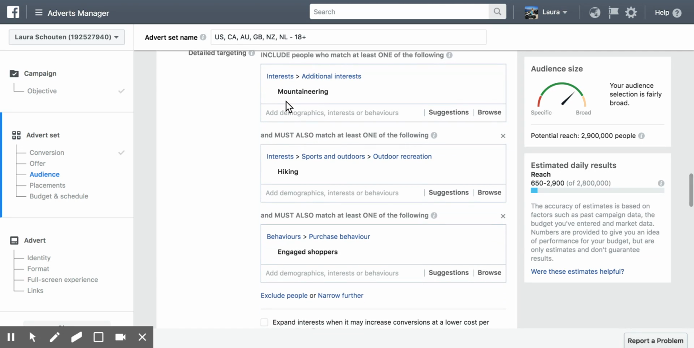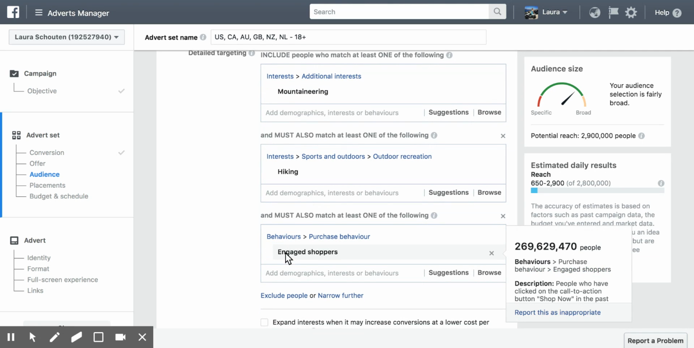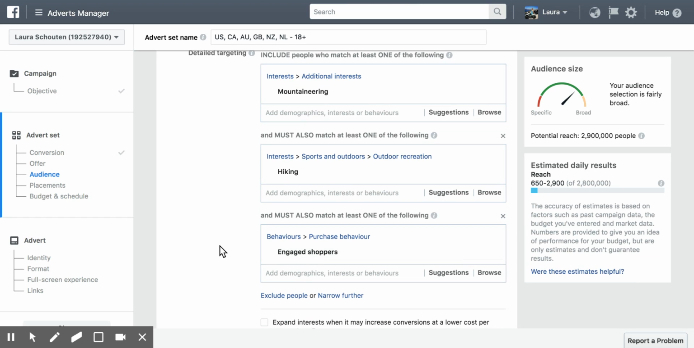And then not only do they have a passion in it, but they also engage with ads. So they're responsive to Facebook ads. They're not people that just ignore them. So with this, you get higher click-throughs and usually higher sales, etc. Okay?